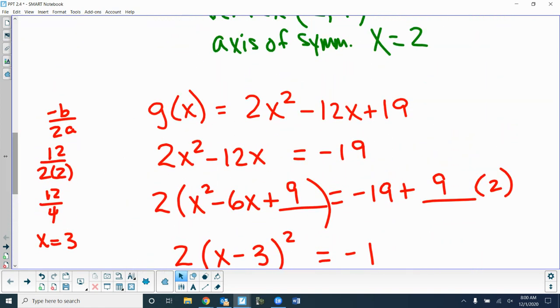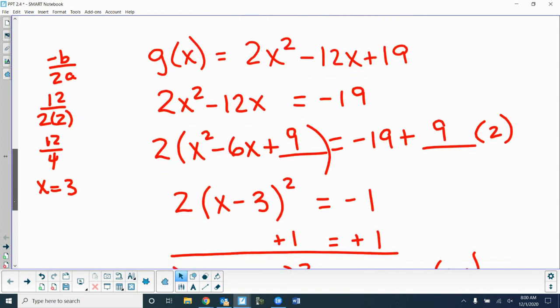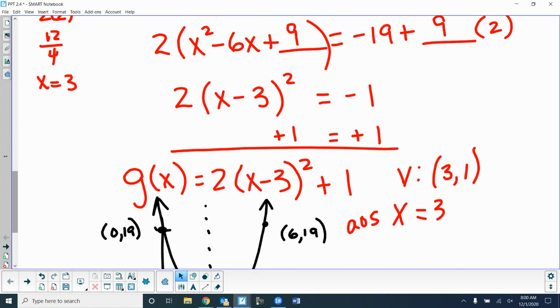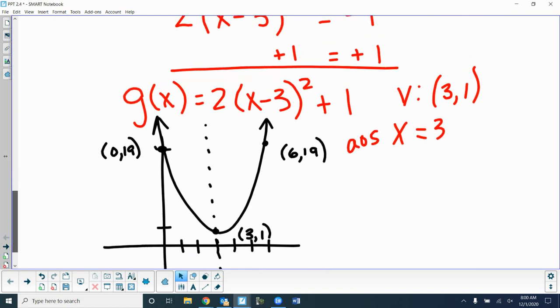In order to figure out the y-intercept, okay, you can look at the c value, or you can remember if you wait till you get to here, you can substitute a 0 in there. 0 minus 3 is negative 3. Negative 3 squared is positive 9. Times 2 is 18, plus 1 is 19. So either way, you can get 0, 19.